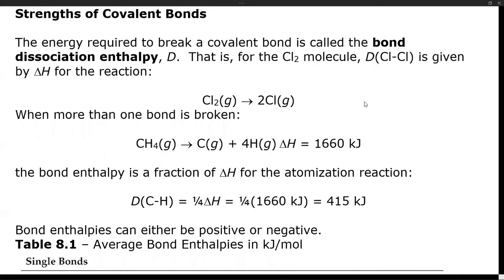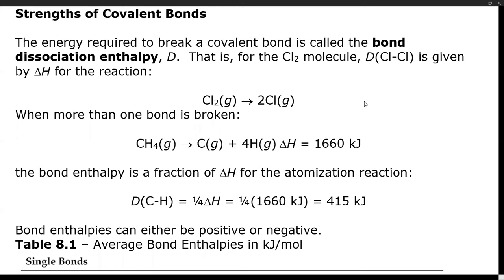All right, let's talk about strengths of covalent bonds. The energy required to break a covalent bond is called the bond dissociation enthalpy, or D. For a chlorine molecule, that would be the delta H required to break that chlorine-chlorine bond.